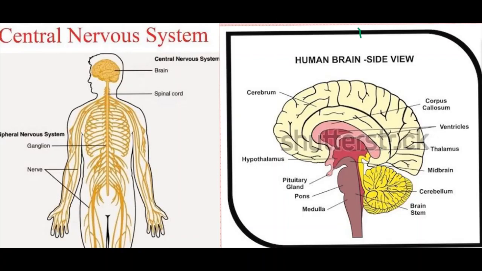Now let's see the central nervous system. The brain and the spinal cord are vital structures and well protected in the bony cavities of the skull and the vertebral column respectively. So the central nervous system consists of the brain and spinal cord, protected in the bony cavities of the skull and the vertebral column.